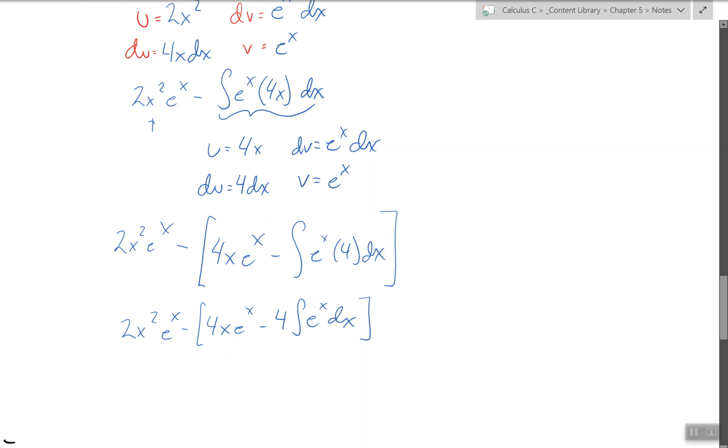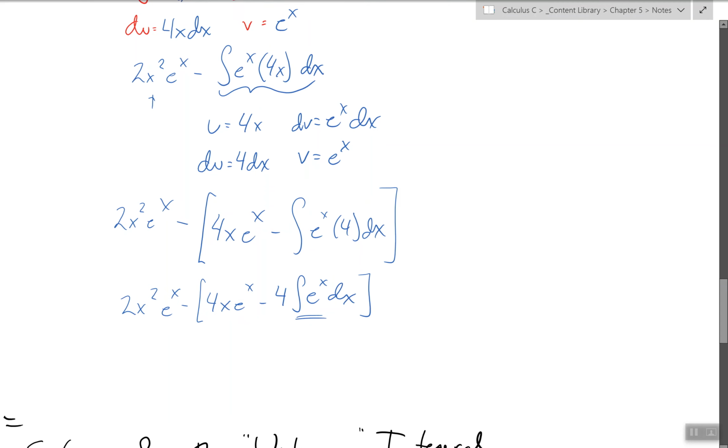At this point, we've taken the antiderivative of e to the x twice, and it has not changed. So that's the last step that we need to do here, is take the antiderivative of e to the x. So again, I'm going to rewrite everything. We have 2x squared e to the x minus, still using my bracket, 4x e to the x minus 4. The antiderivative of e to the x is still e to the x.